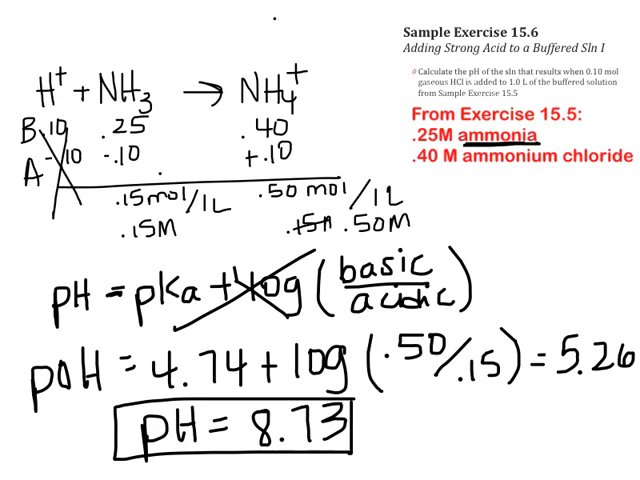If you compare that to the pH that was in exercise 15.5, that solution had a pH of 9.05. So it went from 9.05 to 8.73. So it did go down because we added the hydrogen ions, but not down significantly enough to change the pH too much. So this was a good buffer solution.